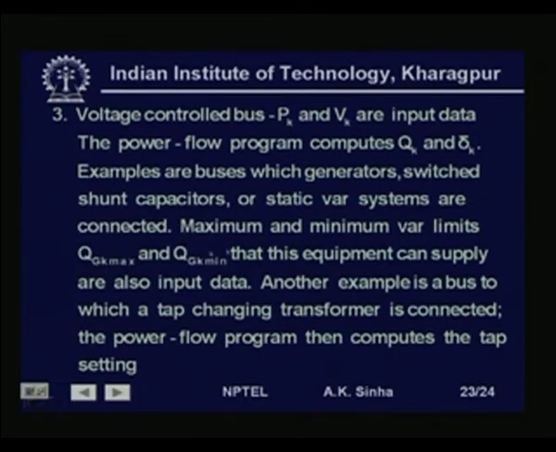Sometimes maximum and minimum VAR limits, that is QGk max and QGk min for the equipment, are also specified, and in case we find after the solution that the value of the reactive power, that is Qk, is exceeding these limits, then we fix the value of Qk to these limits and consider these bus bars as load bus bars, because both P and Q are now fixed at these bus bars and V and delta need to be found out.